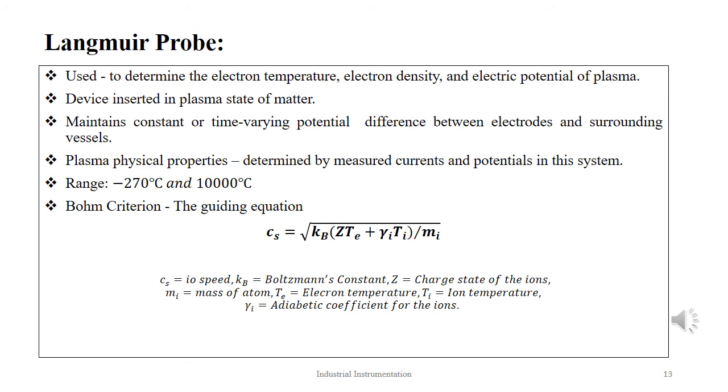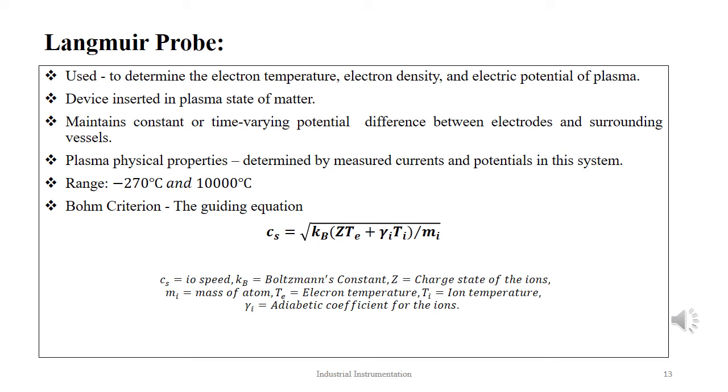The Langmuir probe is a simple device that is used in determination of electron temperature, electron density, electric potential of plasma, as well as ion temperature and ion density. The probe is capable of measuring electron and ion temperature that varies between minus 200 degrees Celsius to about 10,000 degrees Celsius, that is in the plasma range.